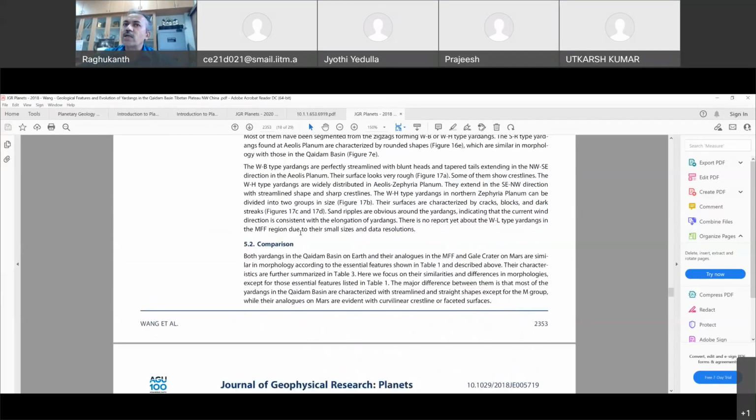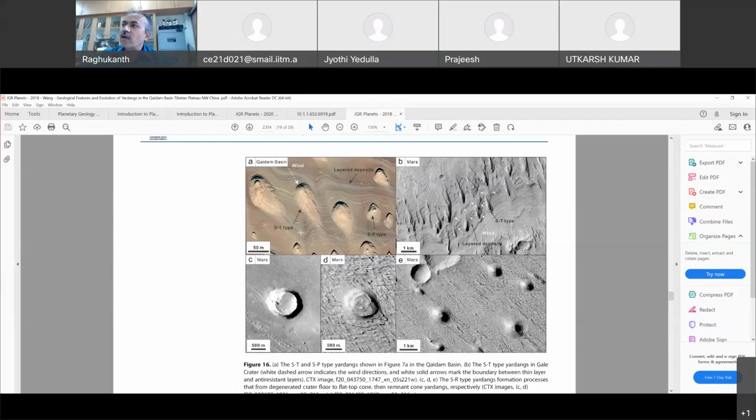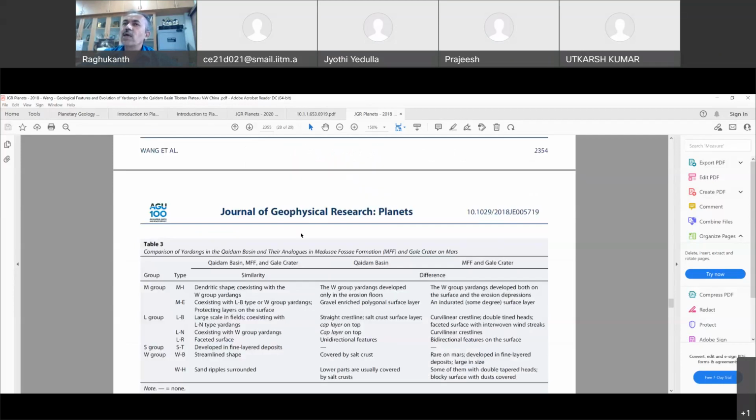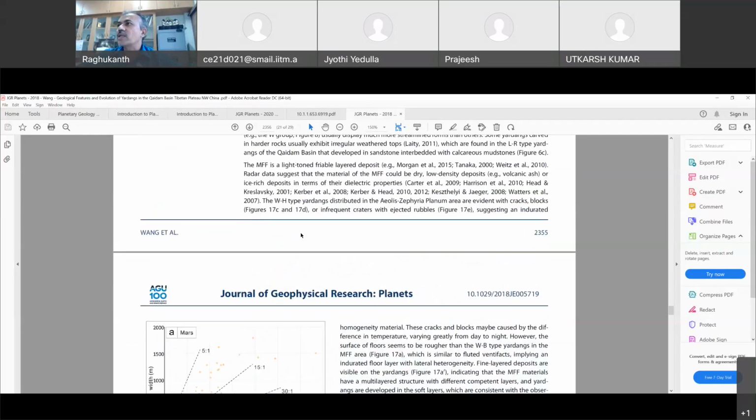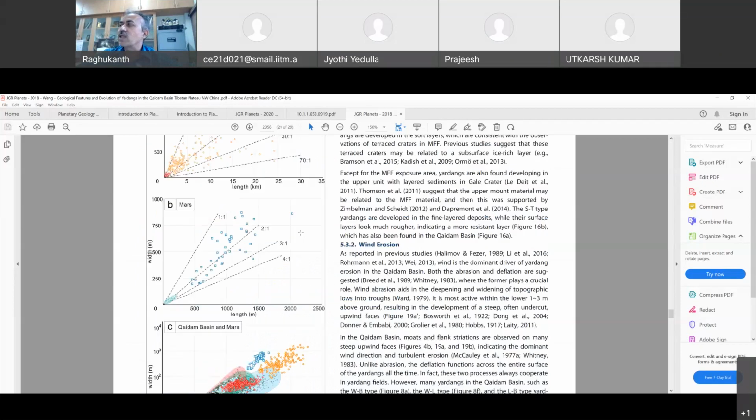So you do it here on the Earth, and then you put analogy for other planets. This is what we call a terrestrial analogy. So this is the only way we can understand the geological processes on other planets.